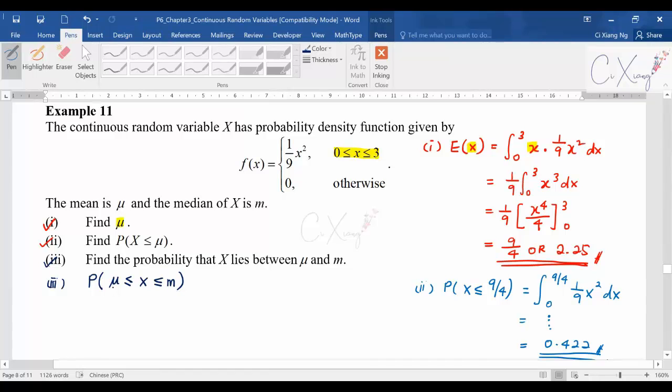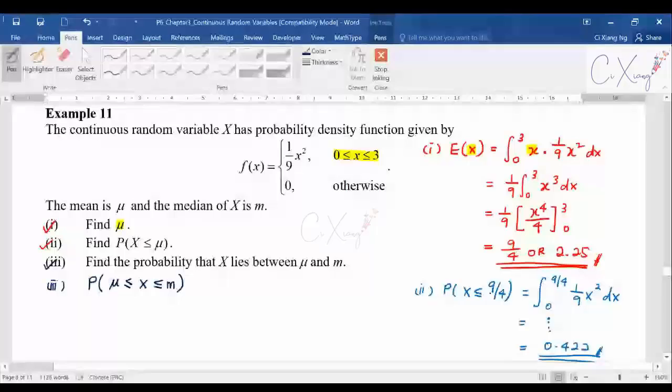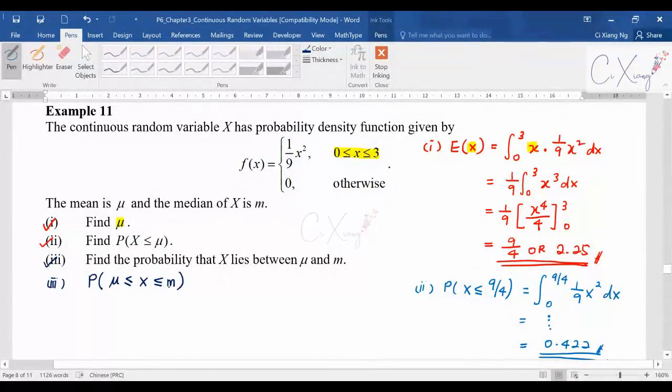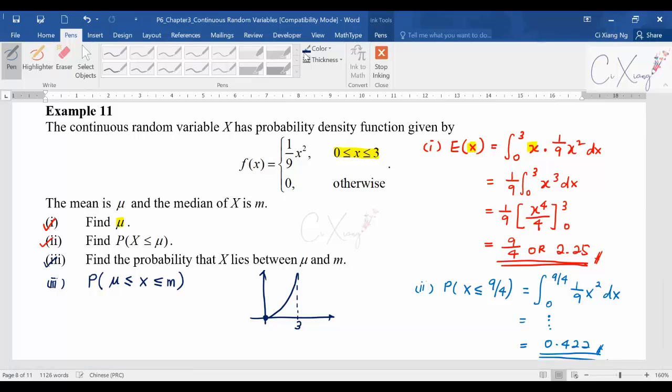Some students will tell me that, okay, I do integration, so the mean is 9 over 4. And then you don't know the value of the median, right? So some students will say, okay, I try to find the value for the median, then only I do the integration. You can do that if you want. But here I want to introduce another shortcut. All right, let's say you are having this function, half of 1 over 9x squared. When you're having 1 over 9x squared, your graph might look something like this. It's a U-shaped curve, right? And then let's say this is a 3.